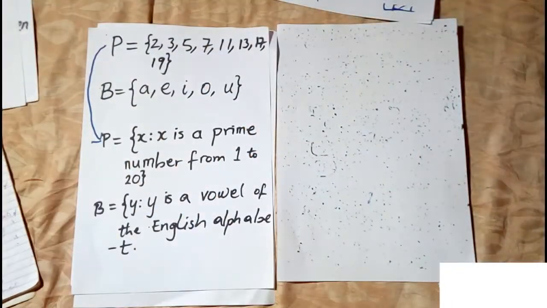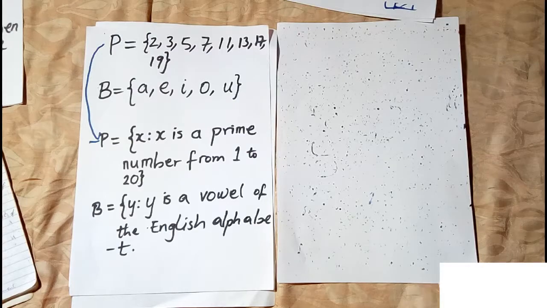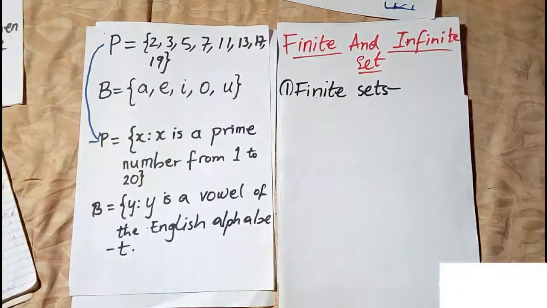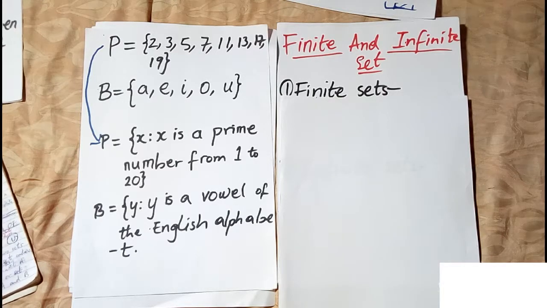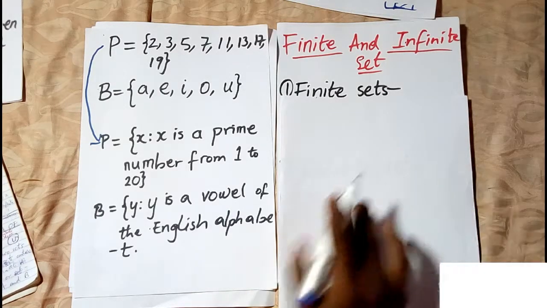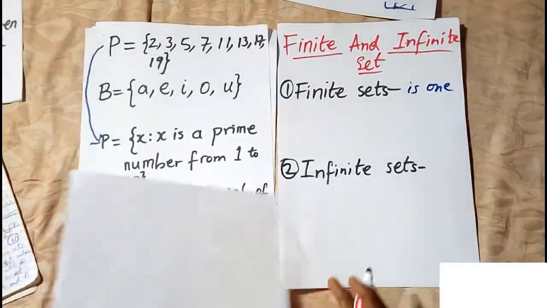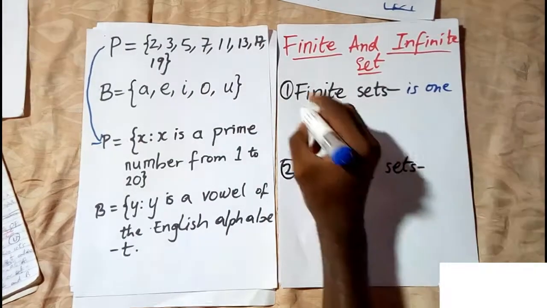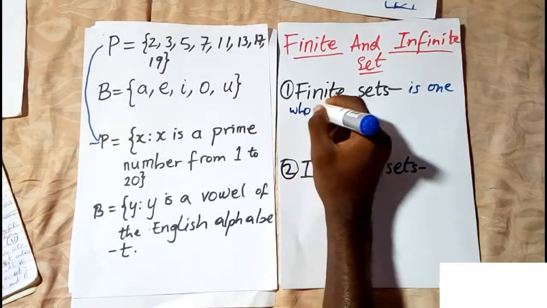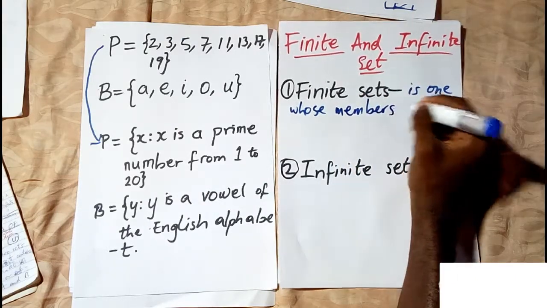So now we're going to move on to two types of sets: finite and infinite. Infinity has no end. Finite has an end. So those are the two sets we are going to be looking at now, an infinite set and a finite set. A finite set is one whose members are countable.